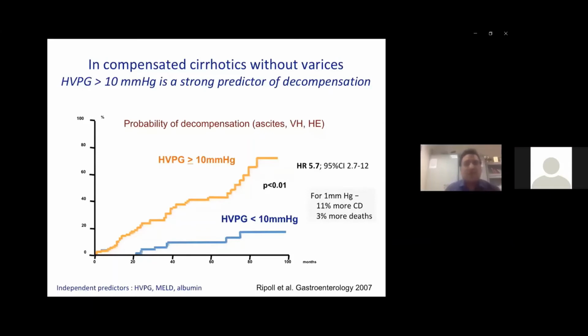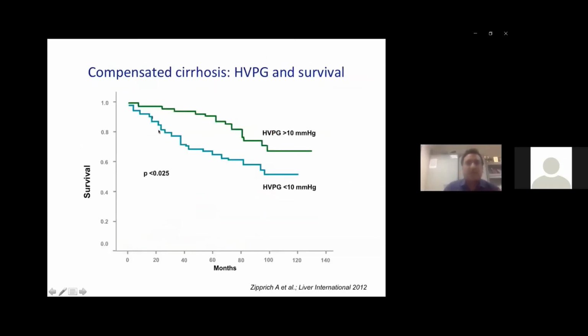So in patients with compensated cirrhosis, you can see the MELD score is low, but there are highly variable HVPG measurement values. So HVPG is more predictive than MELD score in terms of predicting clinical decompensation in patients with compensated cirrhosis. Not only clinical decompensation, but HVPG more than 10 is correlated with decreased survival in these patients as compared to those patients who have HVPG less than 10.